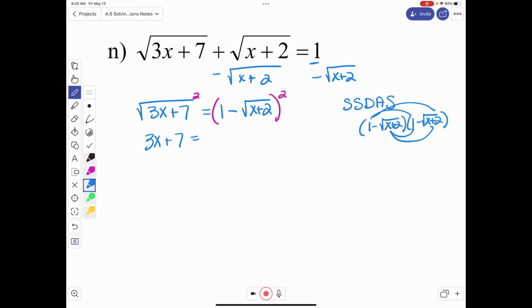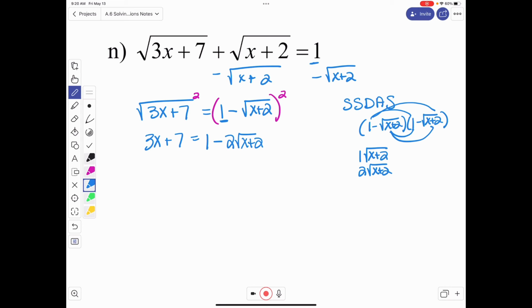Okay, so the first S means you square the first. You're going to square 1. 1 squared is just 1. Second S means same sign. So it's a minus. We keep a minus. Okay, the D is the hardest part. Double the product. So take the product. You're going to take the 1 and the square root of x plus 2. 1 times square root of x plus 2. That's the product. Double it. Well, if you double it, it will be 2 square root of x plus 2. Okay, so that's 2 square root of x plus 2.